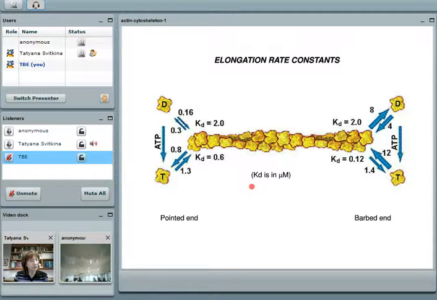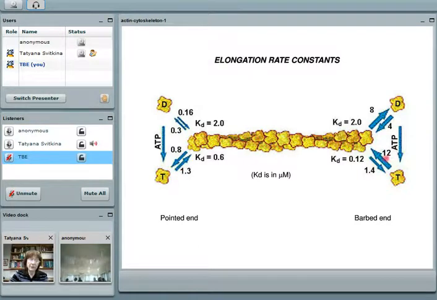And all these constants, association constant, dissociation constant, and critical concentrations, were calculated for ATP-bound actin and ADP-bound actin, for the barbed end and for the pointed end. It may be too many numbers to remember, but I just want to use them to illustrate the consequences of these differences. So we mostly consider ATP-bound actin as a monomer, because this is the physiologically relevant form of actin.